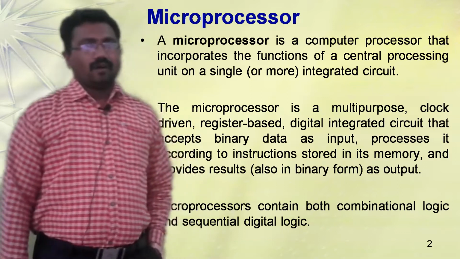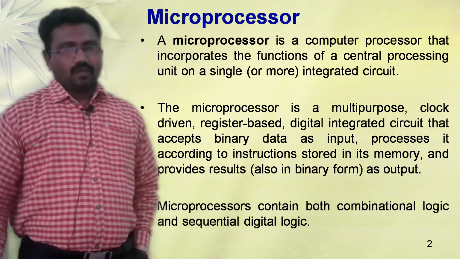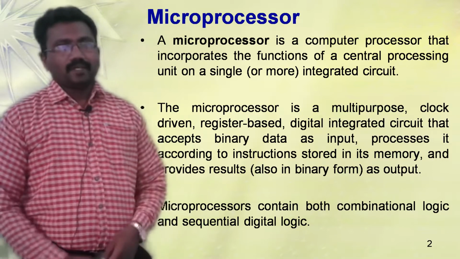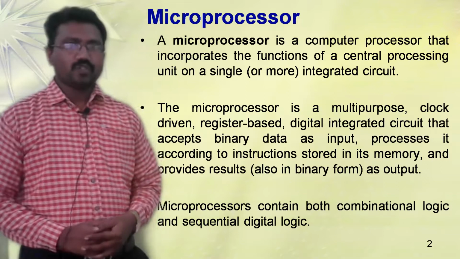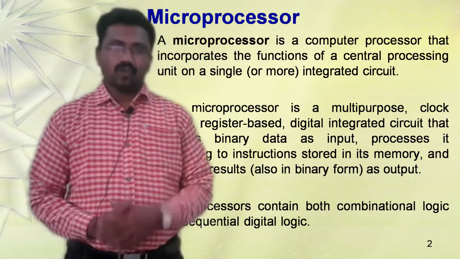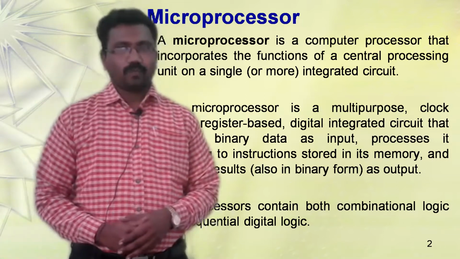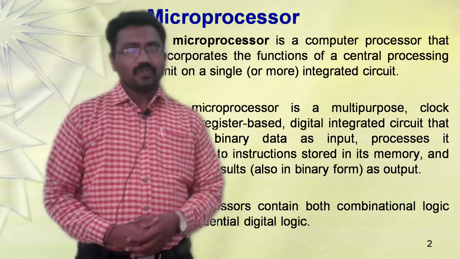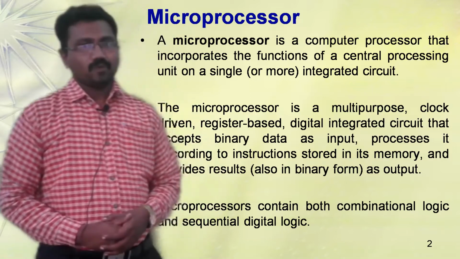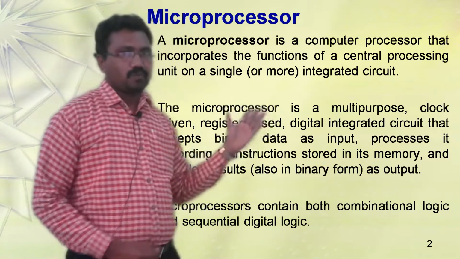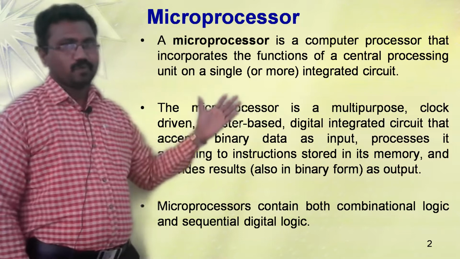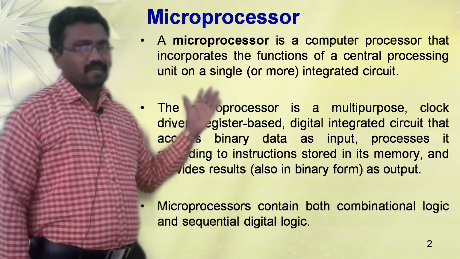A microprocessor accepts binary bits as input, processes the input data according to given instructions, and produces the output. That is the functioning of a microprocessor. Microprocessors are used in computers as a CPU. In computers, the microprocessor is nothing but the CPU. The microprocessor functions the same as a CPU.